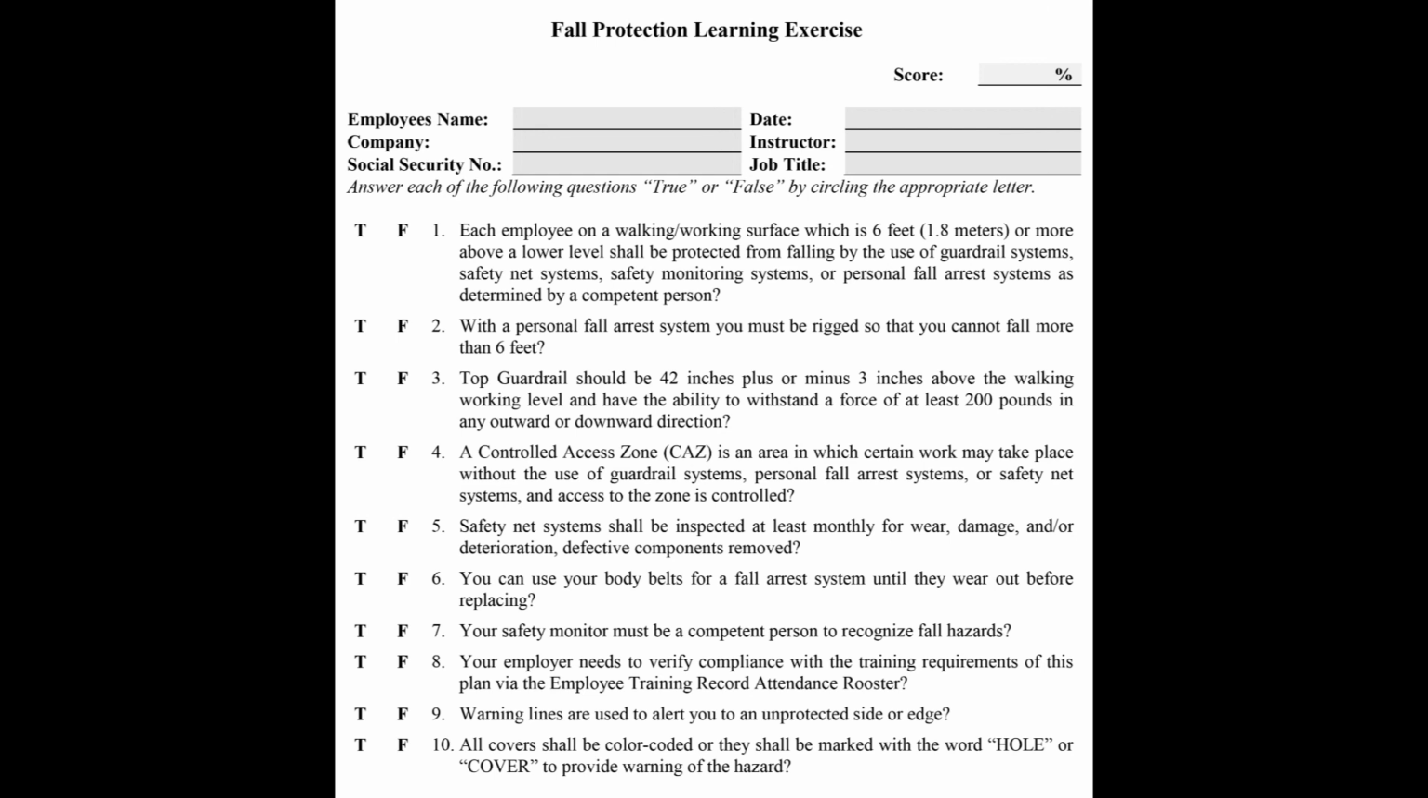True or false, number 10, all covers shall be color-coded or they shall be marked with the word hole or cover to provide warning of the hazard. True.